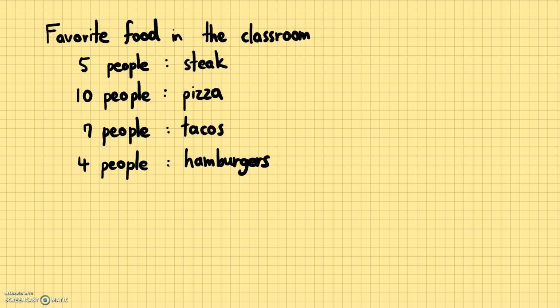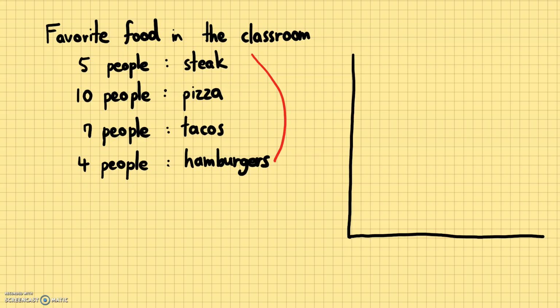So as it is with any graph, we need an axis like this. Okay, and then let's look at each of the categories that we have. So we have steak, we have pizza, we have tacos, and we have hamburgers. I'm just going to write HB here as a shorthand. And of course, we need a title. So let's have the title be favorite food. The title is important because it tells us what the data is about. Favorite food. And on the left here, we need to write the numbers.